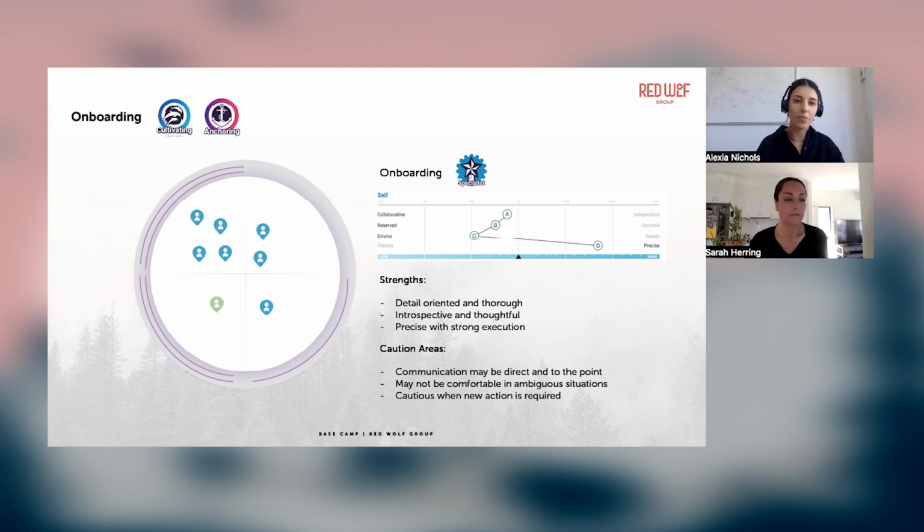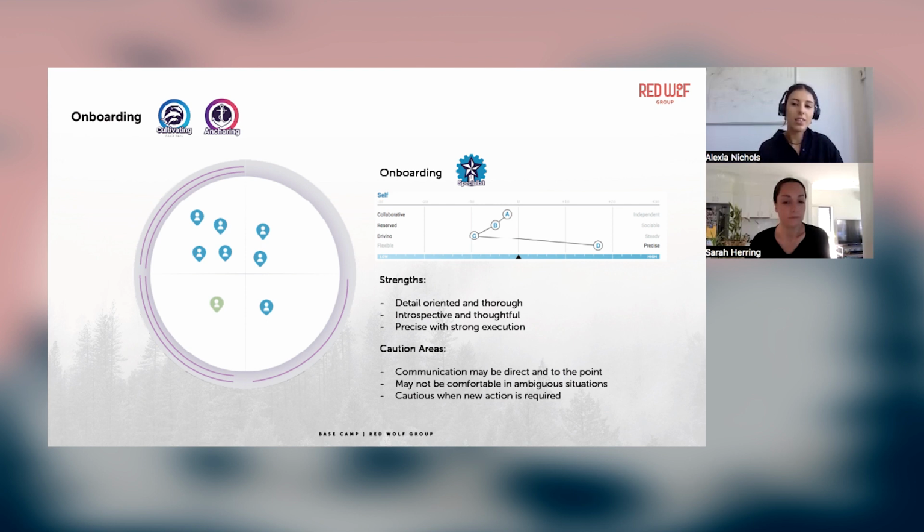Now, as always, whenever we're looking at a person's profile, it's also good for us to just have awareness of some caution areas that might arise. These can definitely happen in moments of stress or pressure, and they can also just be areas that maybe your other team members might be a little bit different on. So again, just having that awareness factor.